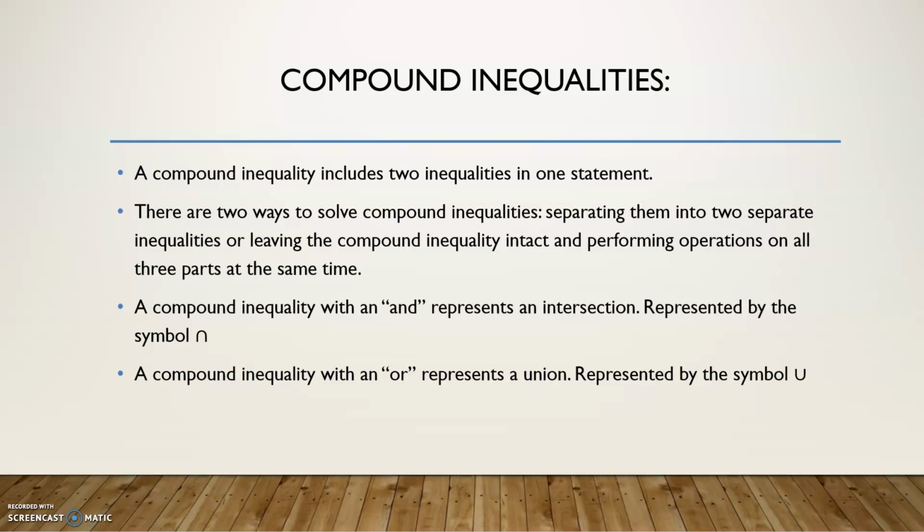A compound inequality with an AND represents an intersection. Where the two inequalities intersect, you use the symbol that looks like an upside down U, which refers to the intersection of those two inequalities. A compound inequality with an OR represents a union. You put the solutions for the two inequalities together, and that's represented by the symbol that looks like a U. So this is what a compound inequality will look like.